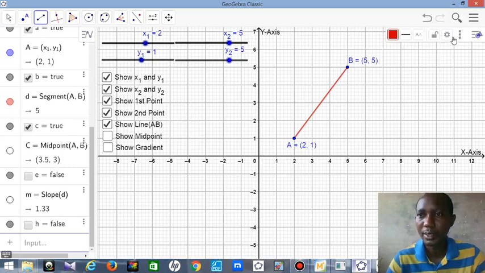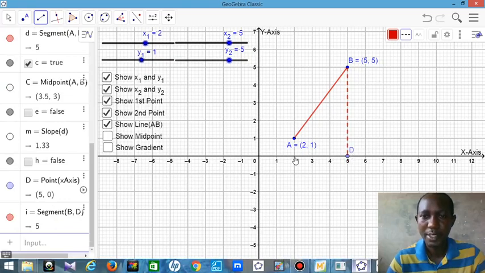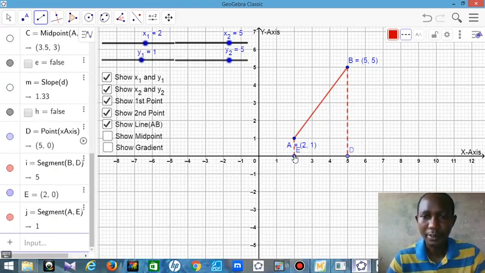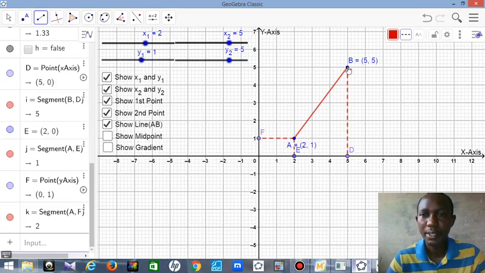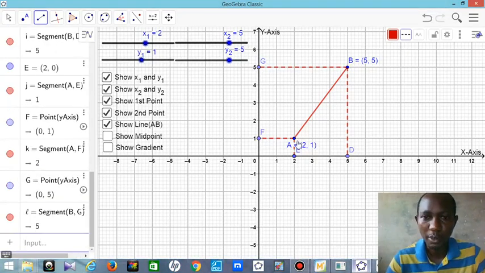Okay, this is the line I need, to this place, which is point D. I have another one here to this place, which is point E. I have another one here to this place, which is point F. I have another one here. So this is what you draw on your paper if you want to derive the distance between 2 points. Just pay attention to what I'm doing.